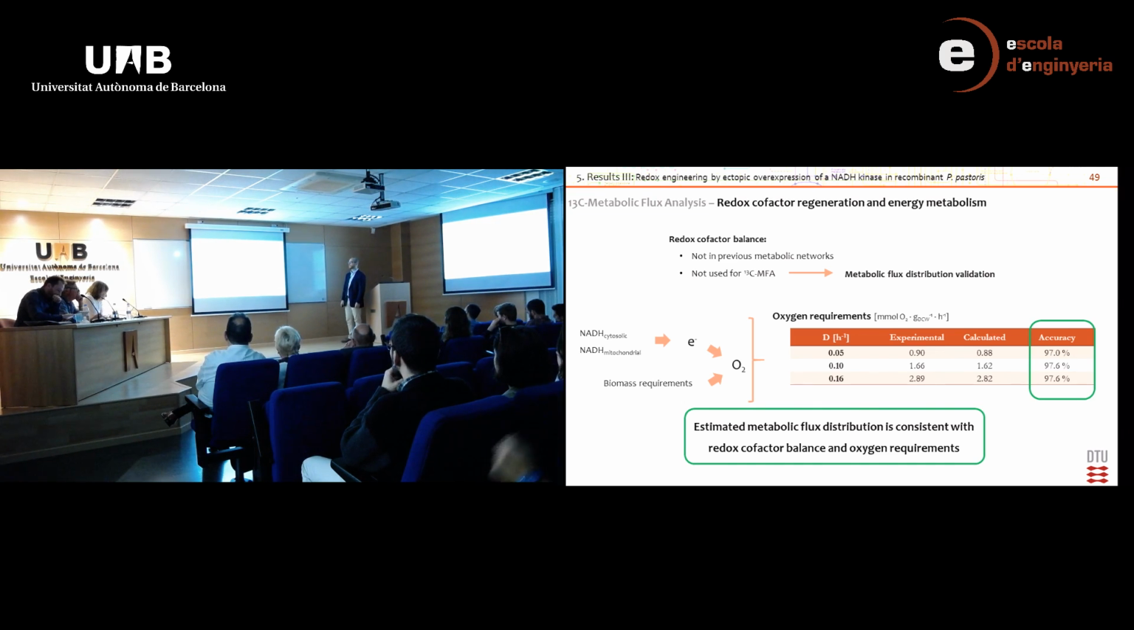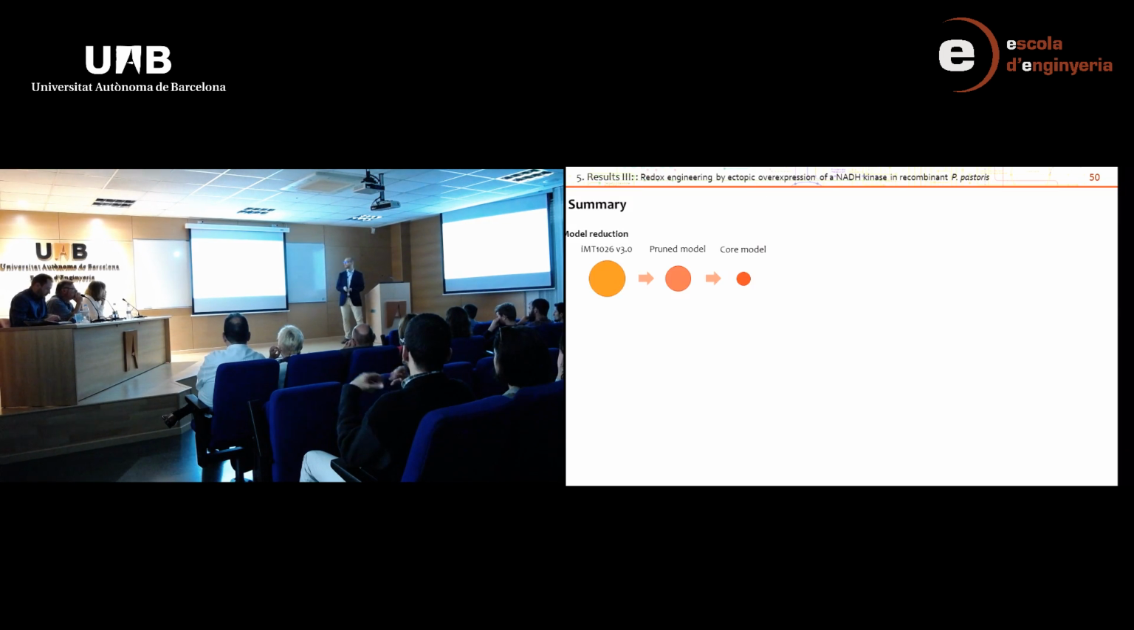So what we did is to take into account the available NADH, then assuming that this NADH is giving its electrons to the electron transport chain, and then calculating the oxygen requirements both in the oxidative phosphorylation and for biomass formation. Here are the results of this estimation, and when we compare with the experimental results, we can observe that we can predict these oxygen requirements with more than 97% accuracy. So the estimated metabolic flux distribution is consistent with redox cofactor balance and oxygen requirements.